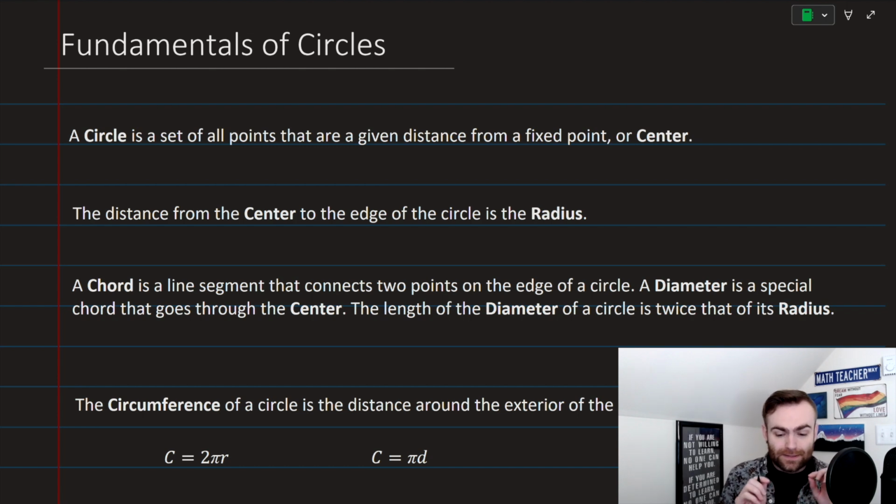If we connect two points on the outside edge of a circle via a line segment, that's called a chord, with an H. If that chord goes through the center, it's called the diameter, and that is twice the radius. Quite a few definitions right off the bat.